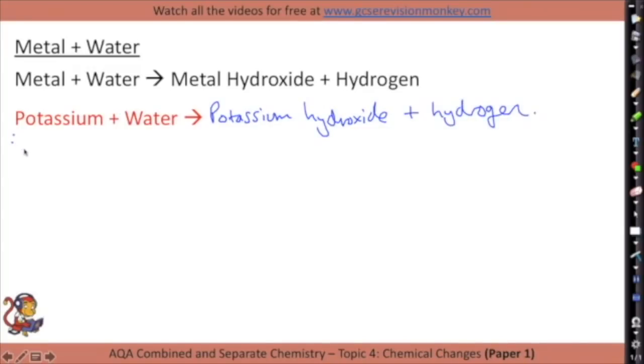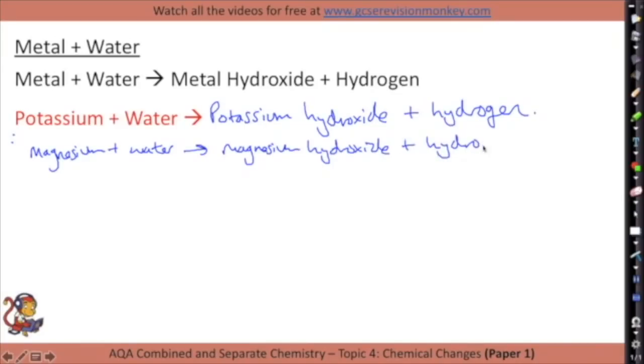If you remember from when we looked at the periodic table, potassium will actually float on top of the water and perhaps will spark and flame as well, because it's a reactive group 1 alkali metal. But this will work with any metal that will be able to react with water. So for example, you might have magnesium reacting with water, and this time you'll produce magnesium hydroxide plus hydrogen. Some metals are not reactive enough to react with water, like copper, so you wouldn't be able to write an equation for that, but anything that reacts with water you can.